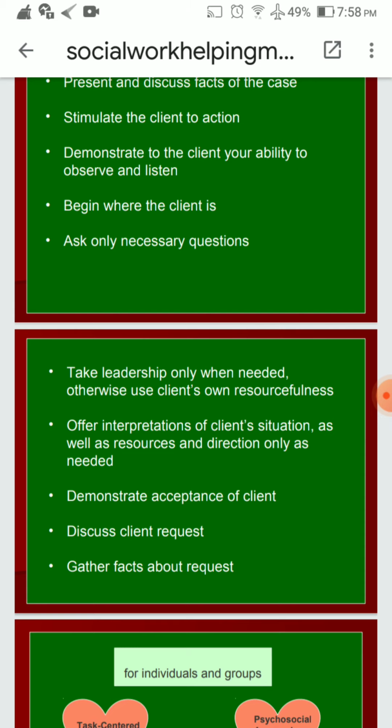Discuss also the client request. Gather facts about the request. So if in case the client has a request of you, you need also to investigate and to clarify if it is correct with other significant others of the client or even in the community. You need to justify it.